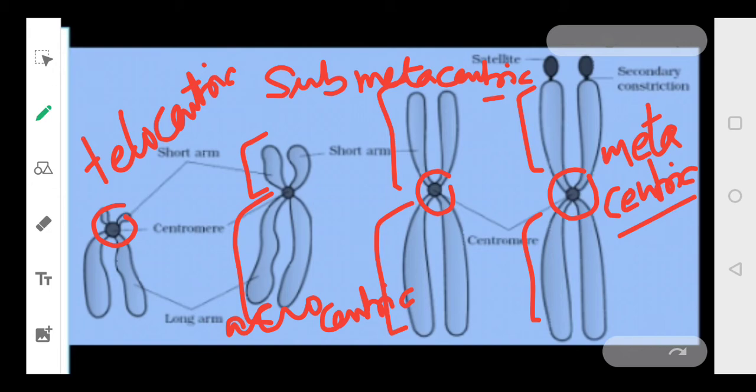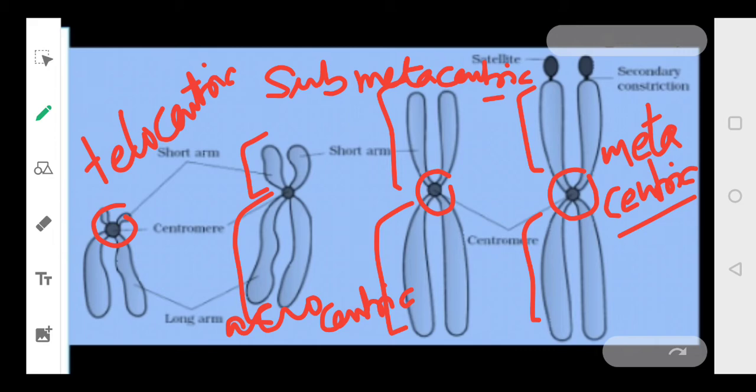So it has a very, very short arm and a very, very long arm. So this kind of chromosome is referred to as the telocentric chromosome. So in totality we have 4 types of chromosome: metacentric chromosome, submetacentric chromosome, acrocentric chromosome and the telocentric chromosome.